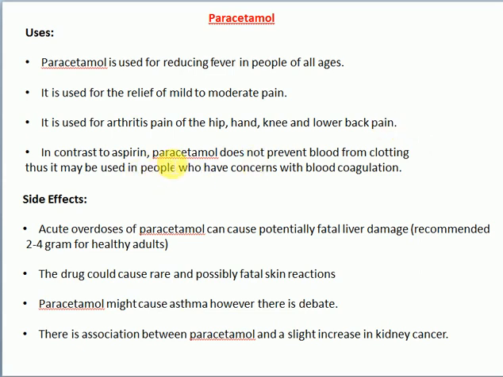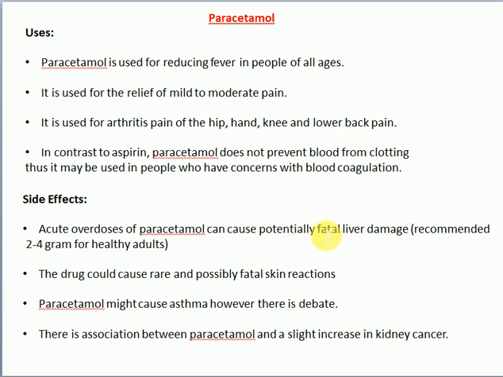In contrast to aspirin, paracetamol doesn't prevent blood from clotting. Thus, it may be used for people who have concerns with blood coagulation. So we can see here that paracetamol has fewer side effects. Actually, paracetamol is the safest drug for treating fever and pain. It is not absolutely safe because it has some other side effects. For example, acute overdose of paracetamol can cause fatal liver damage.